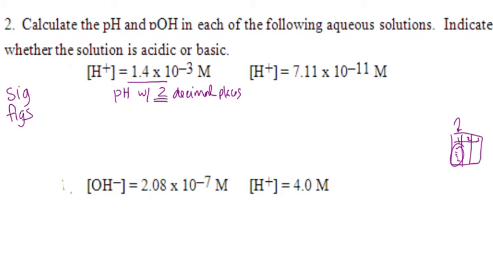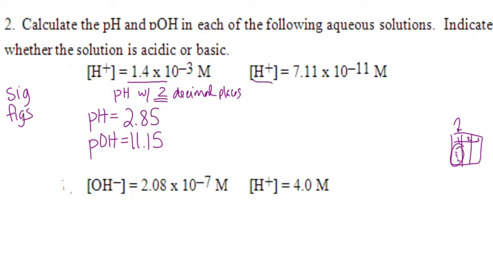Decimal places only. So what would be my pH? Negative log of 1.4 E negative 3. I need 2 decimal places. Let's go. 2.85. And how do I find pOH? Because I need that. 14 minus that, and that's going to be 11.15. All right. Let's go to the next one. Y'all can be calculating all these, so we get answers pretty quick.